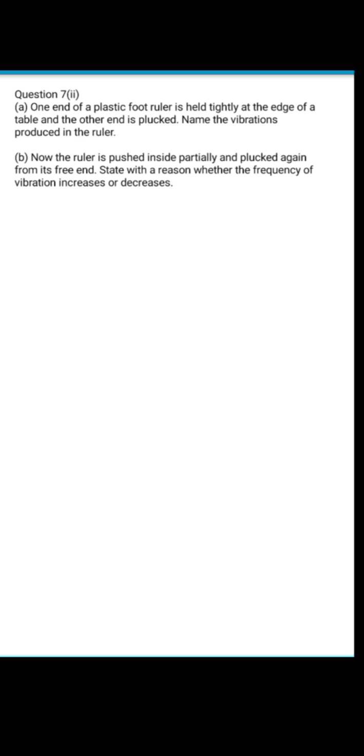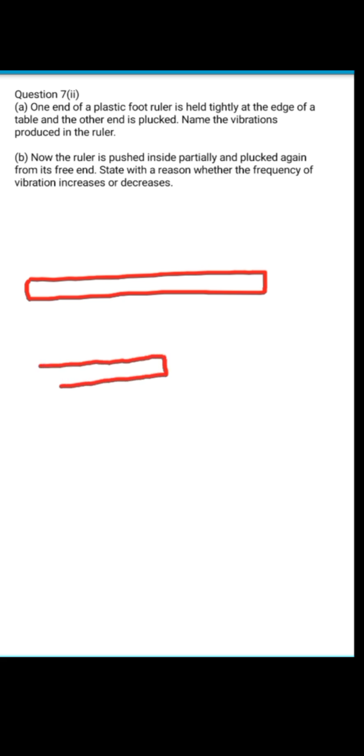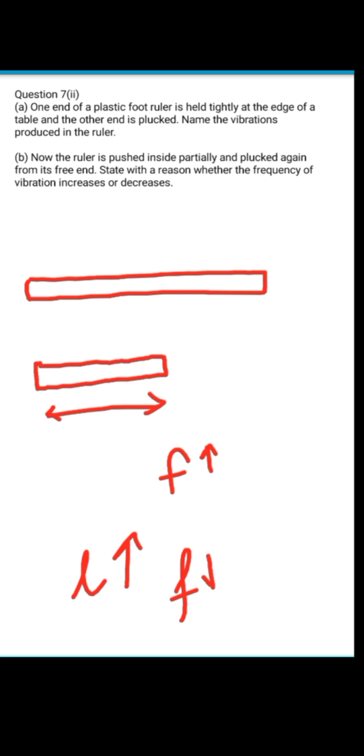Now what happens? We have pushed the ruler further inside, and now obviously imagine this was the length of the ruler which we plucked initially, and since the ruler has been pushed inside, the length of the ruler which was free to vibrate has decreased. So what will happen to the frequency? Since there is a smaller vibrating length, obviously the frequency will be more. More the length, less will be the frequency, and vice versa. So in order to increase the frequency, the length has to decrease. This is what is happening in the question. So the frequency will increase, and in the first case it will be natural vibrations.